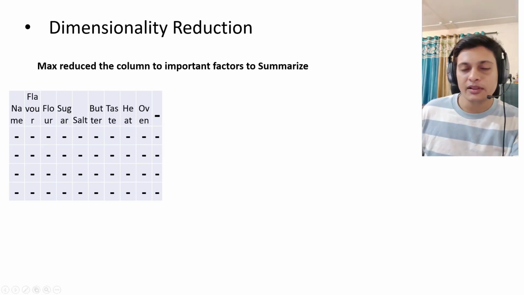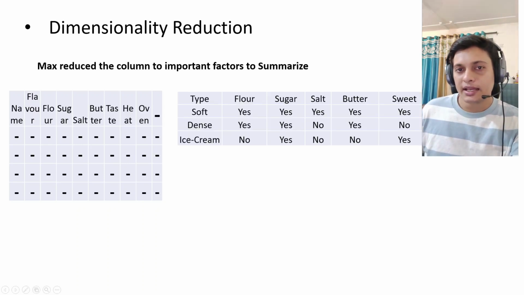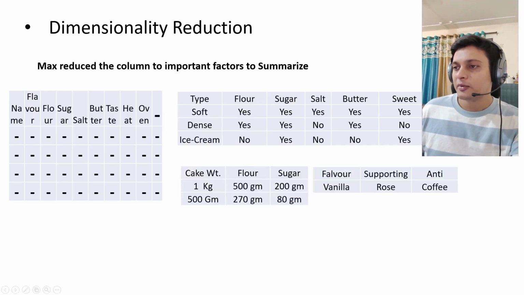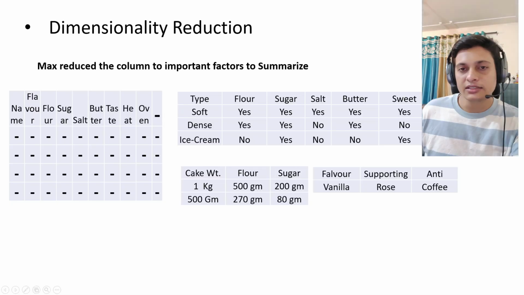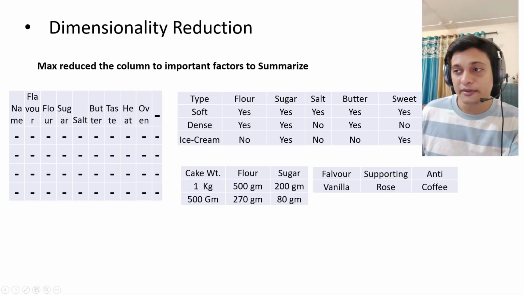So here we have our table which Max assumed from all the books, and Max segregated the data into these tables. Currently we have these 1, 2, 3 tables. From the first table, if the cake is going to be soft, then it will use flour, sugar, salt, butter, and it will be sweet. If it is an ice cream cake, it will not use any kind of flour, it will use sugar, it will not use salt, it will not use butter, but it will be sweet.